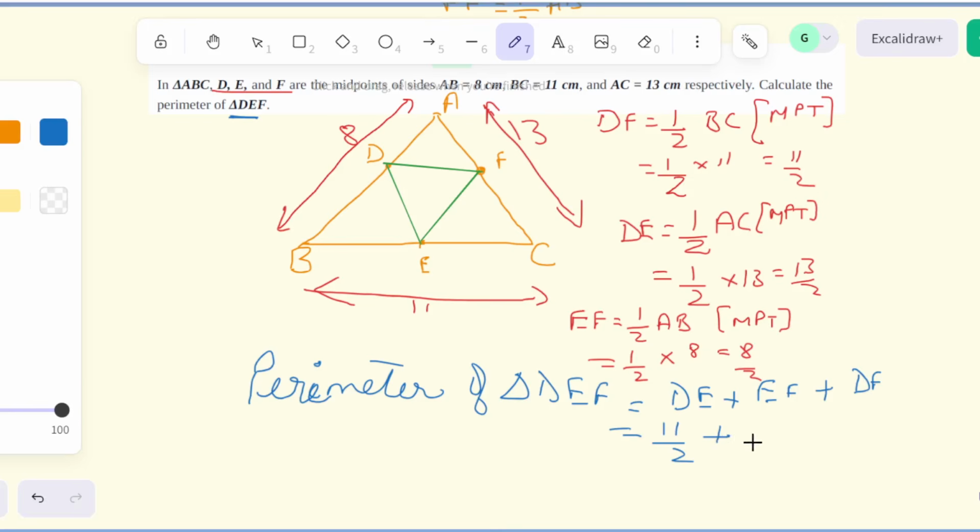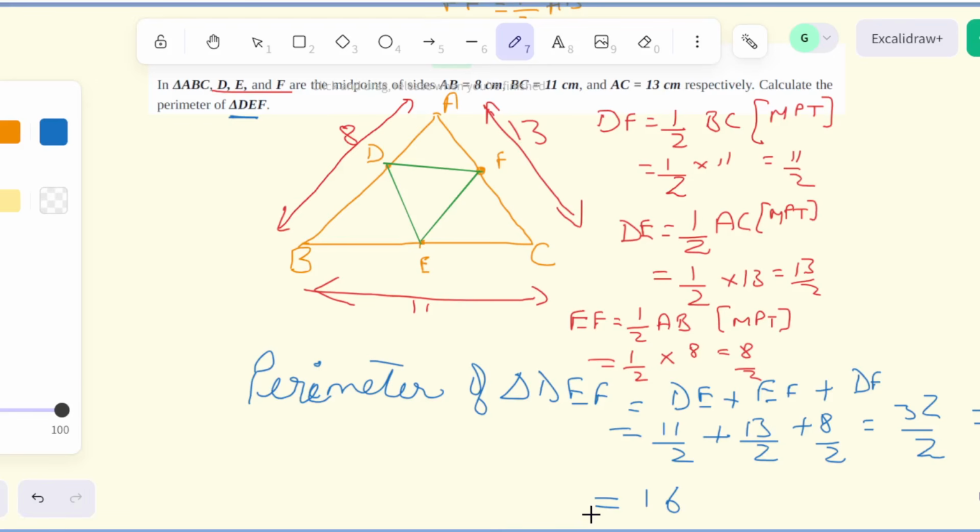So 11 upon 2 plus 13 upon 2 plus 8 upon 2. What will this be equal to? 11 plus 13 plus 8. So 11 plus 13 is 24, and 24 plus 8 becomes 32, 32 upon 2, isn't it? That's the reason I kept it 8 only, I didn't make it 4, because later I have to take the LCM, no? So I kept 8 upon 2 with the same denominators. 24 plus 8 is 32, and 32 divided by 2 is 16. So 16 is the perimeter of triangle DEF.